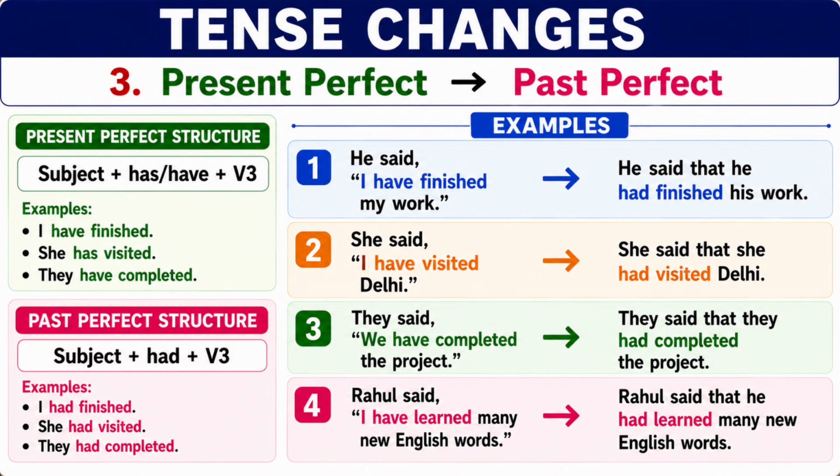Example 1. He said, "I have finished my work." It becomes, he said that he had finished his work. Example 2. She said, "I have visited Delhi." It becomes, she said that she had visited Delhi. Example 3. They said, "We have completed the project." It becomes, they said that they had completed the project. Example 4. Rahul said, "I have learned many new English words." It becomes, Rahul said that he had learned many new English words.